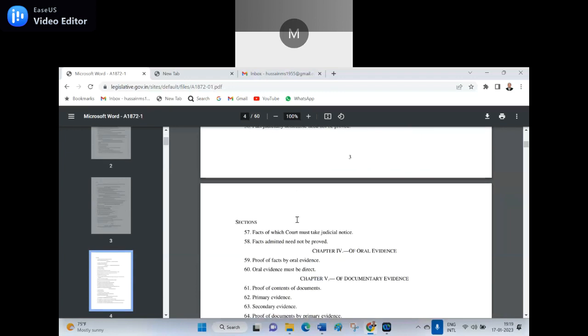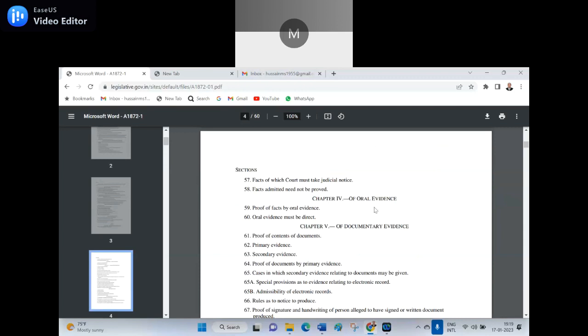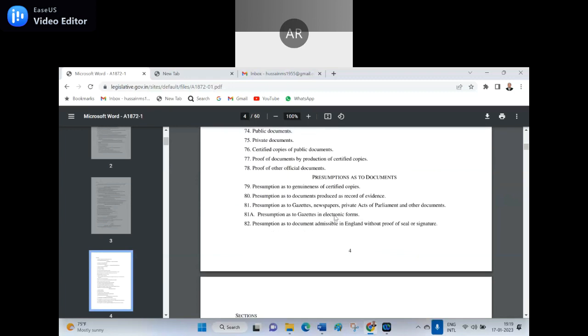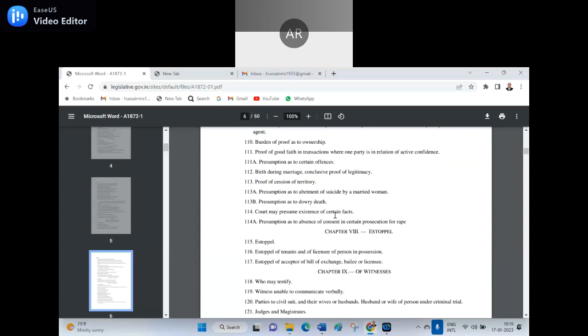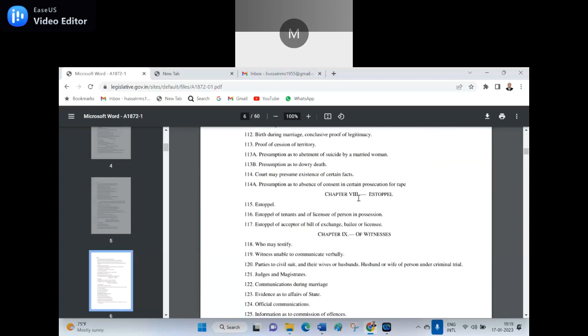So why I am showing this is, they give the chapter 4 and oral evidence. Suppose they ask you, what is the section of estoppel? 115, 117, sir. Yes, Indian Evidence Act, 1872, right. What is burden of proof then? 101, 110, sir. Yes, they can ask like that also. See, chapter 8 is estoppel. So 115 estoppel, 116 estoppel of tenants and of license of a person in possession, and 117 estoppel of the acceptor of a bill of exchange, bailee or licensee.